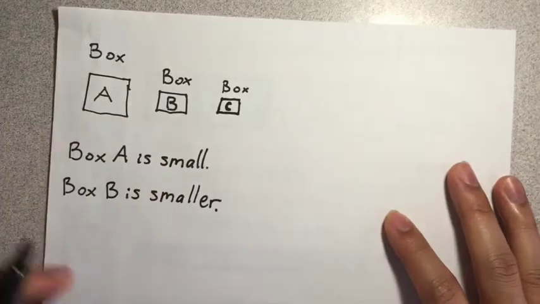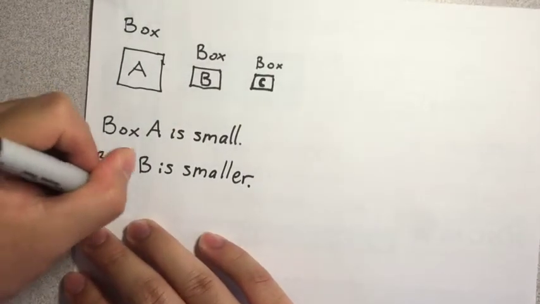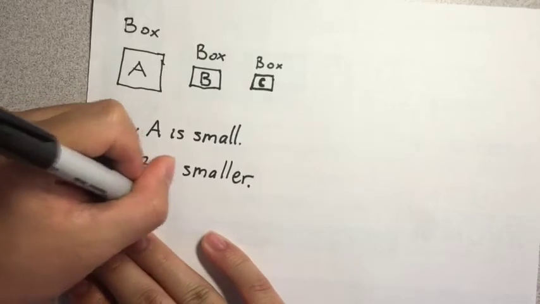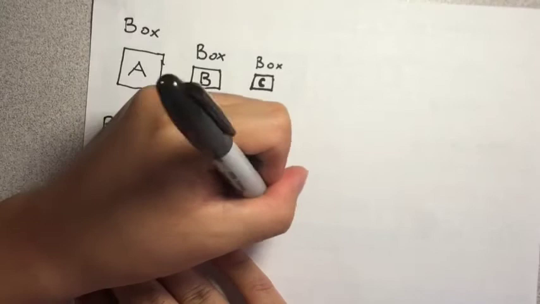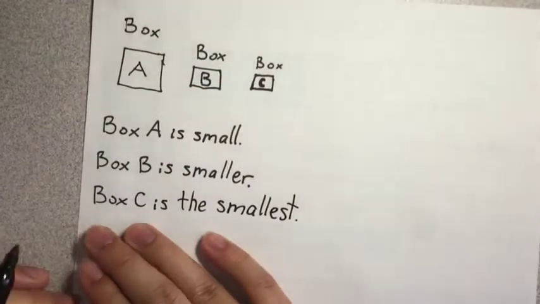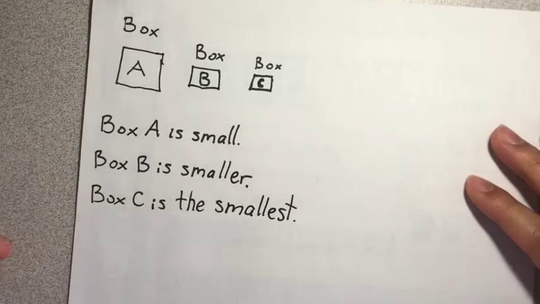This is box C. Box C is the smallest. Because now we have three things to compare.